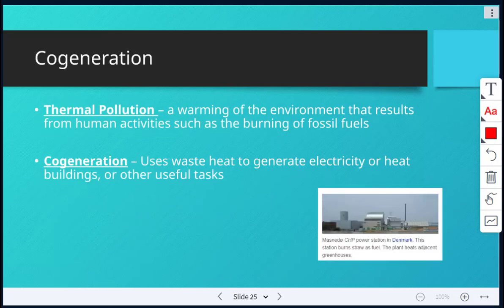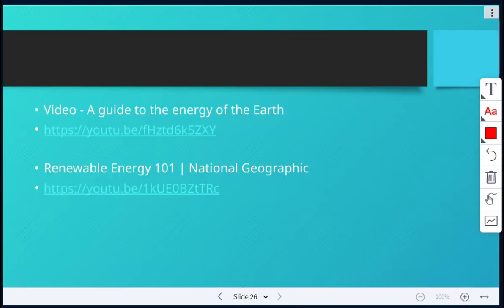Cogeneration we're going to talk about next. So thermal pollution, this is when there's a warming of the environment resulting from human activity such as the burning of fossil fuels. And then cogeneration would be a method that uses the waste heat to generate electricity or heat buildings or other useful tasks. All right, so here in this image, there's this power station in Denmark. It burns straw as fuel, and then the plant heats adjacent greenhouses as well from that waste heat. All right, so we'll just watch a couple more videos here.